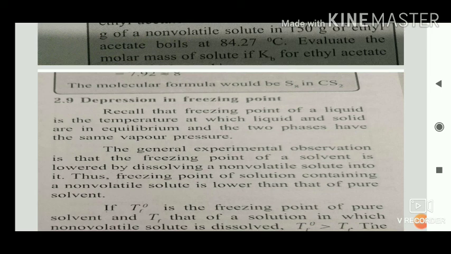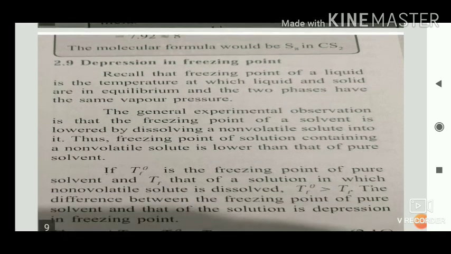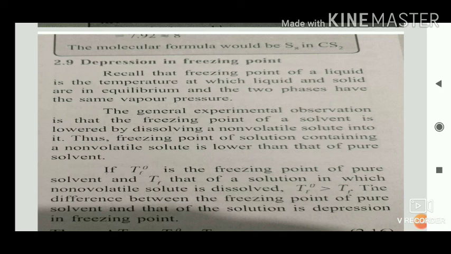The general experimental observation is that the freezing point of a solvent is lowered by dissolving a non-volatile solute into it. Thus, the freezing point of a solution containing a non-volatile solute is lower than that of the pure solvent. Here, a non-volatile solute is one whose boiling point is high, and therefore for boiling, high temperature is required, and therefore the freezing point of the solution is lowered.